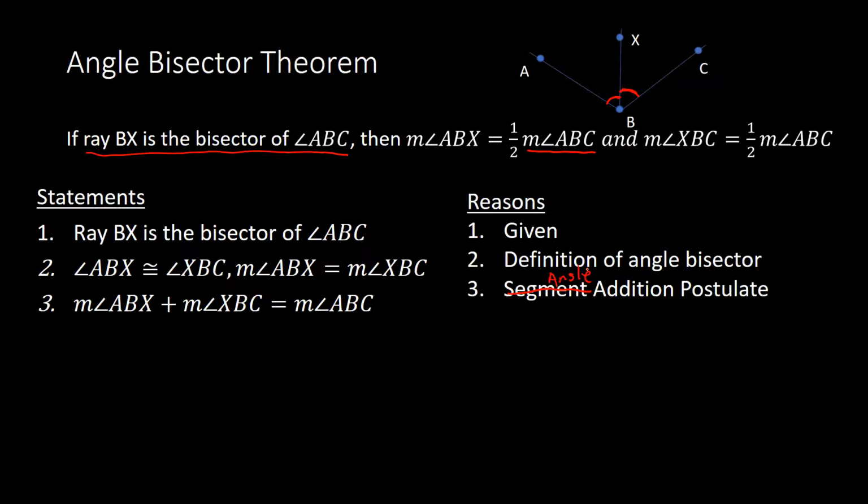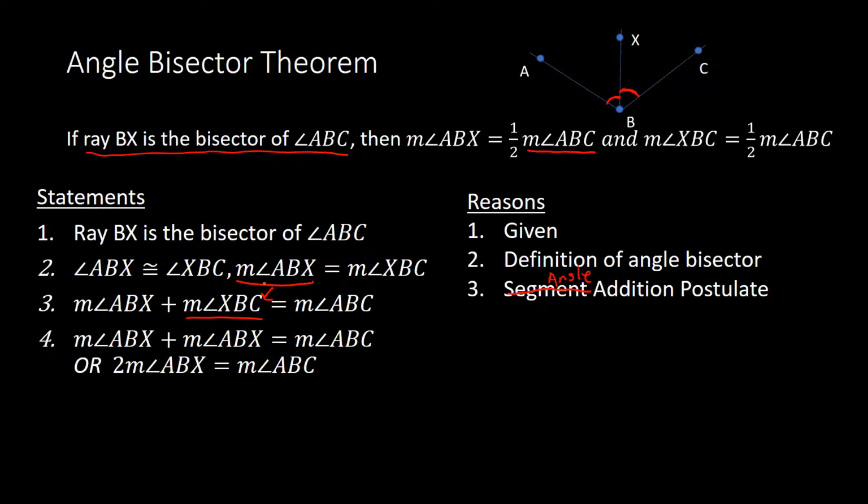Now from here, we see that ABX is equal to XBC. So in place of XBC, I can put in the measure of angle ABX. I can substitute that measure in. So what I have now would be the measure of angle ABX plus the measure of another angle ABX would equal the measure of angle ABC. Or we can say that we have two measures of ABX equals the measure of angle ABC. And the reason for that is because we are substituting ABX in place of XBC.